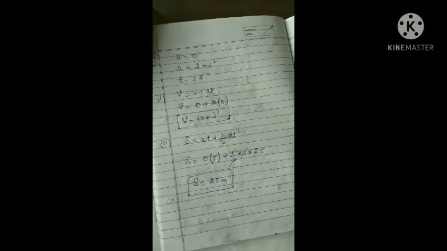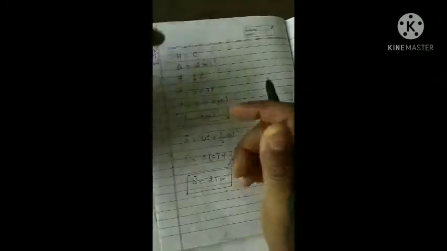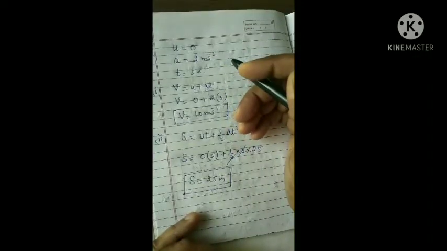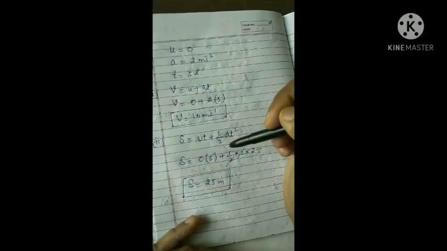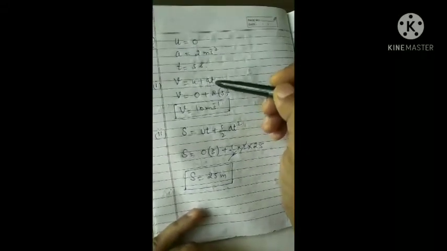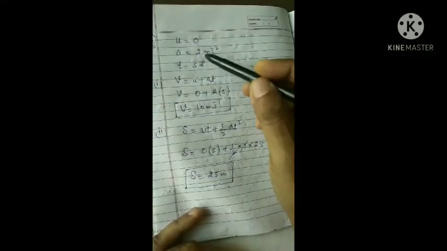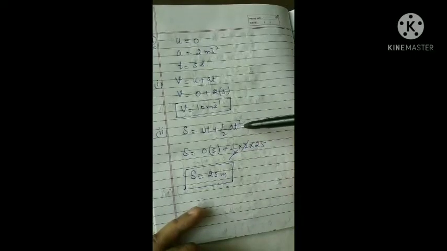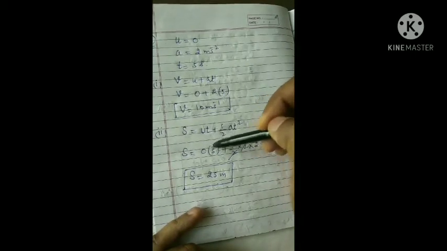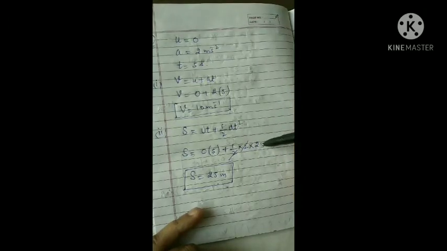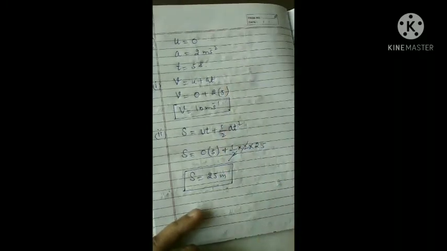Now in fourth numerical, body initially at rest starts moving with a constant acceleration, that is 2 meter per second square, and in first part you have to find the velocity, and second the distance travelled in 5 seconds. Now velocity you can get by applying first equation, that is v is equal to u plus at. u is 0, a is 2 and time is 5. So 5 into 2, 10 meter per second. Second part, s is equal to ut plus half at square, s is equal to 0 into 5 plus half, a is 2, t square is 25, so s is 25 meter.